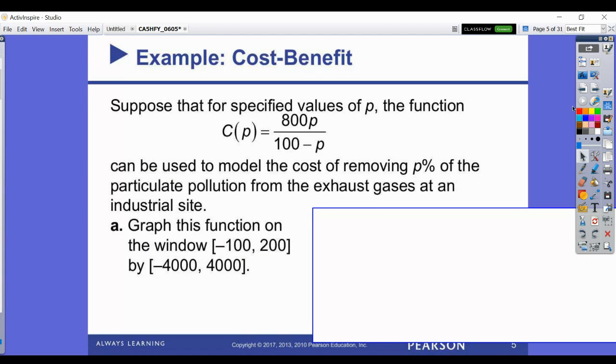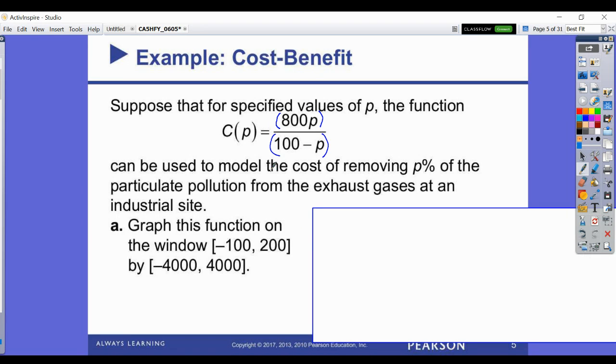Here's a new problem. Suppose that for specified values of p, the function c of p can be used to model the cost of removing p% of the particulate pollution from the exhaust gases at an industrial site. First of all, we want to graph this. And again, be very careful. Put it in your calculator. You don't have to put parentheses on the top, but I would. Put parentheses around the top, put parentheses around the bottom, and type that in your y equals screen.